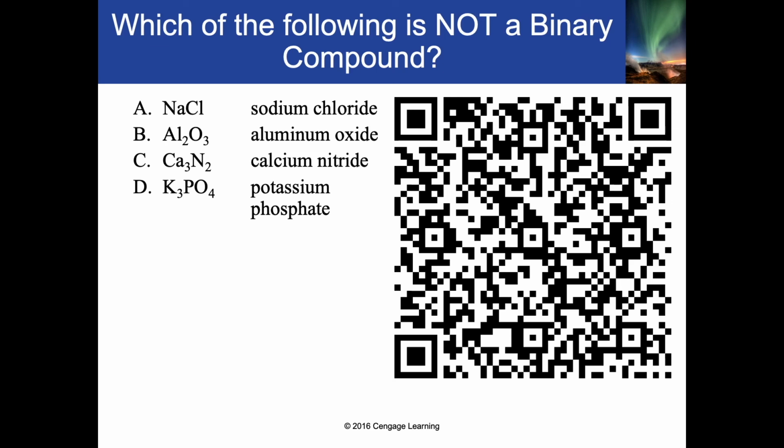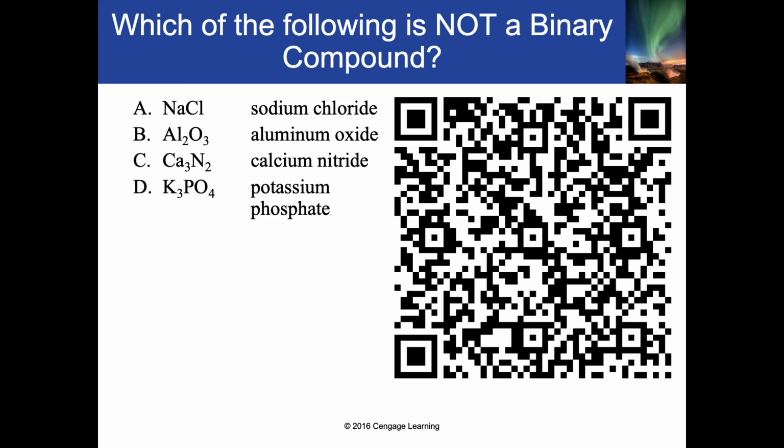All right. What does everybody think? What's the answer? D. Yes, D. Potassium phosphate is definitely not the binary compound. It's got a threesome going on, right?